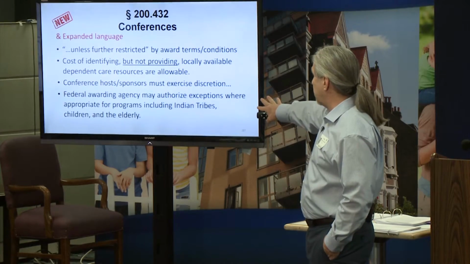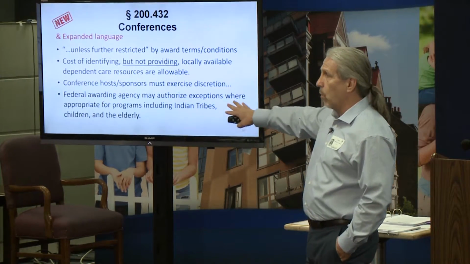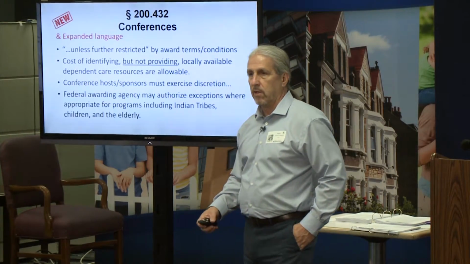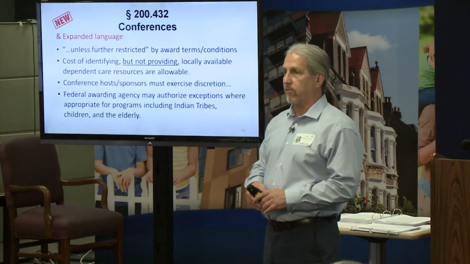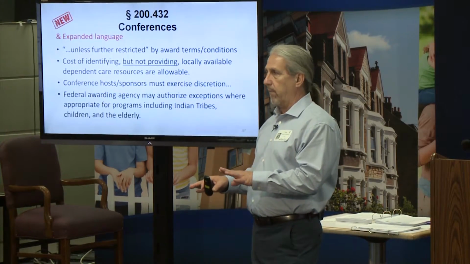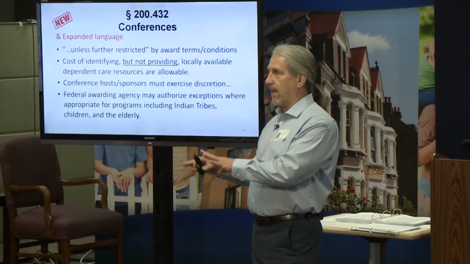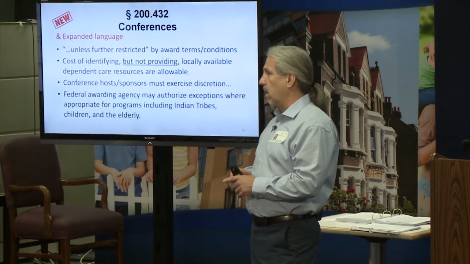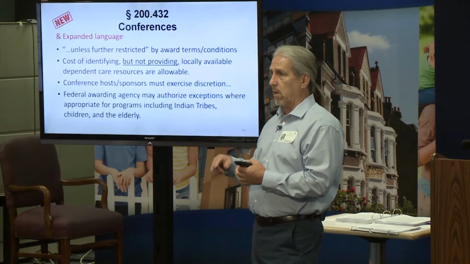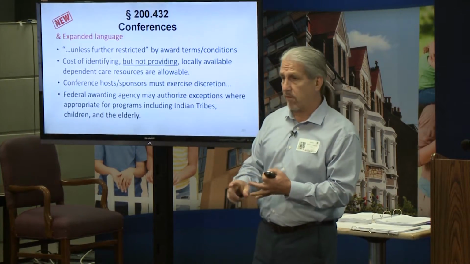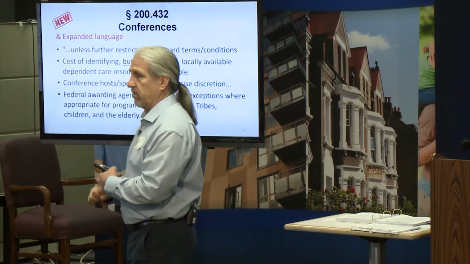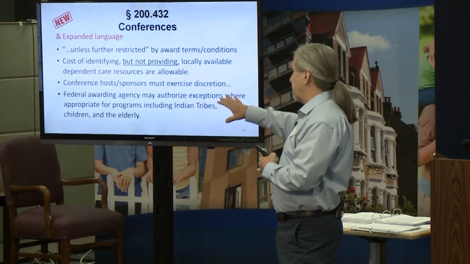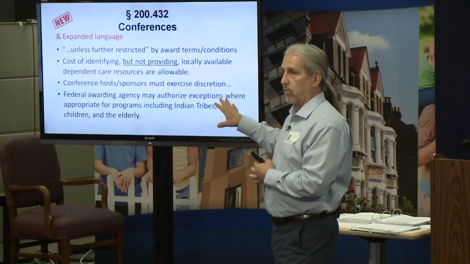Federal awarding agency may authorize exceptions where appropriate for programs including Indian tribes, children, and the elderly. So that's going to be probably on a case-by-case basis. If you feel like you need an exception to any restrictions that may be in this language for an allowable cost, the examples they give refer to what may have been referred to as an entertainment cost or a participant support cost, which we'll cover later. There is the ability of the agency to authorize exceptions.